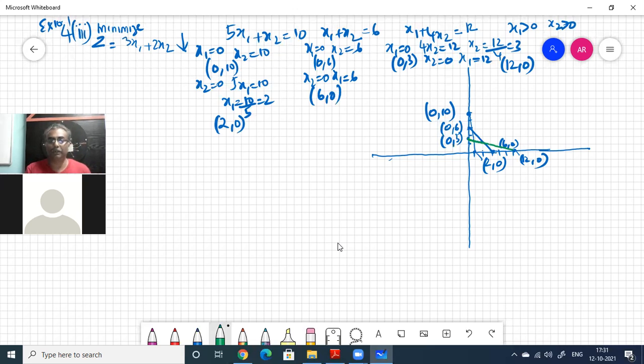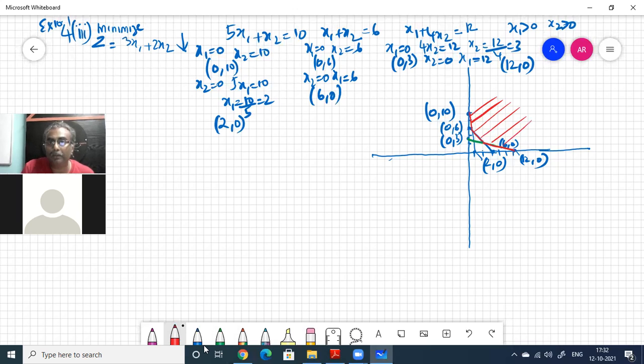So 3 lines are drawn. Now, what he's telling is minimize. Minimize means, what is the problem with minimize? You have to take this side up to here, then up to here, then up to here. And which direction does the function go? The function goes this direction. Okay.